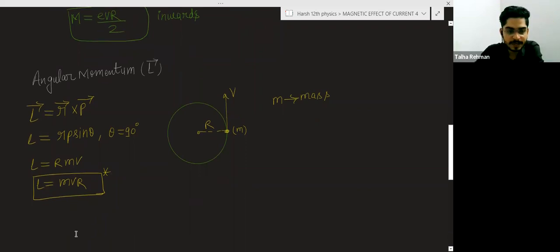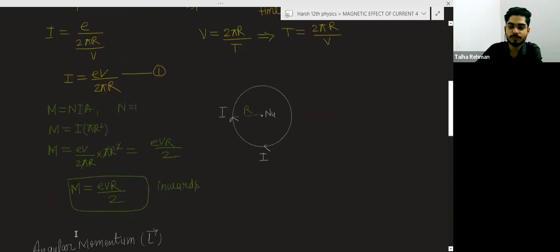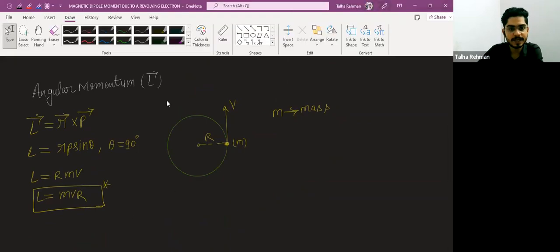Now we will discuss the ratio of the magnetic moment to the angular momentum. What will be the ratio of the magnetic moment to the angular momentum for the electron?